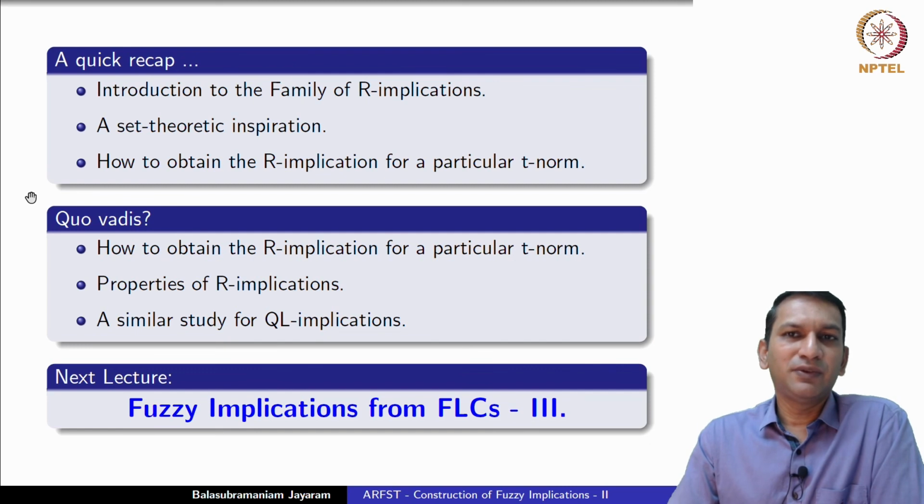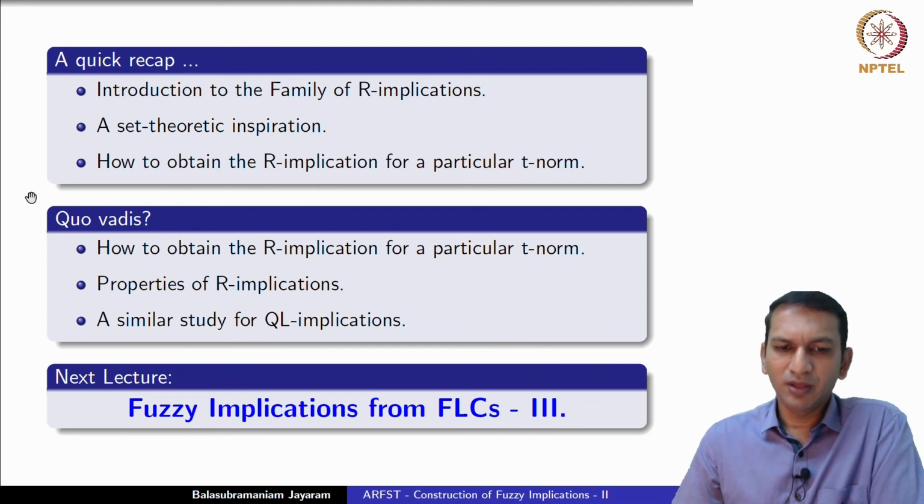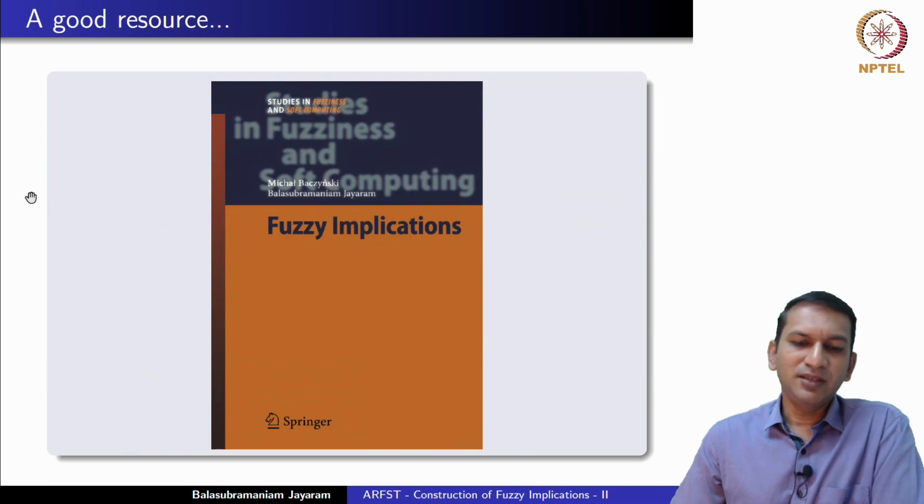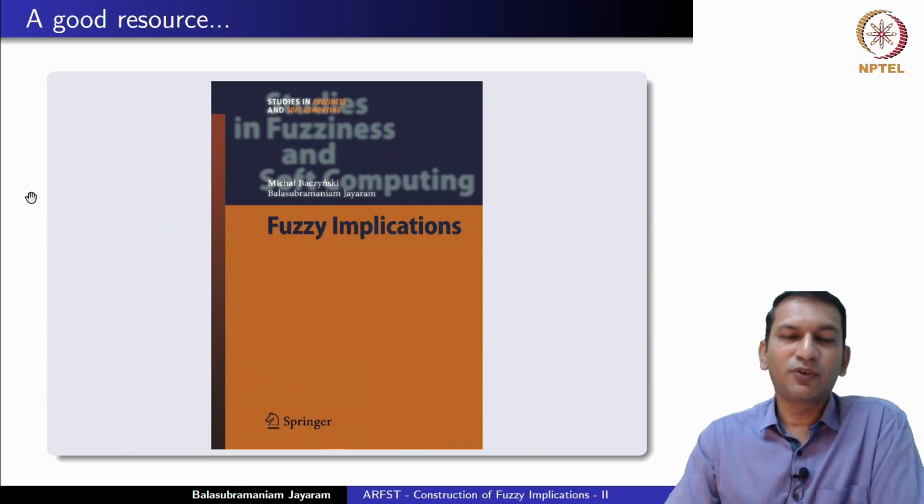In the next lecture, we will deal with these, and with that, we will come to the end of constructing fuzzy implications from other fuzzy logic connectives. As was mentioned already, there are many other ways of obtaining fuzzy implications, but we will restrict ourselves only to these three families in this lecture series. Once again, a good resource for the topics that we have covered in this lecture is the book on fuzzy implications.